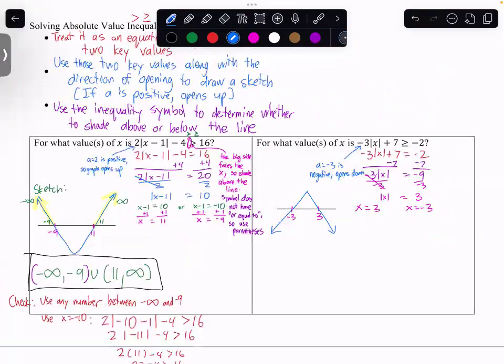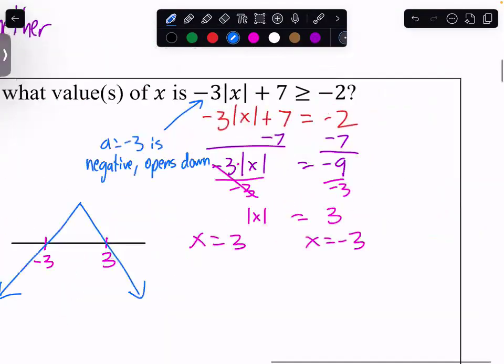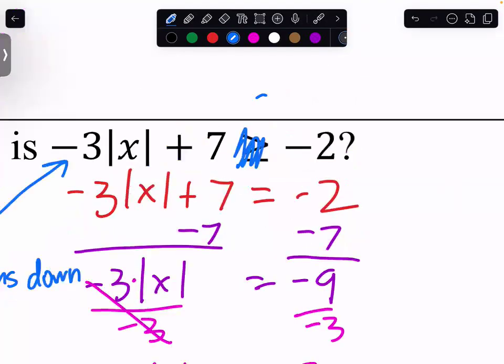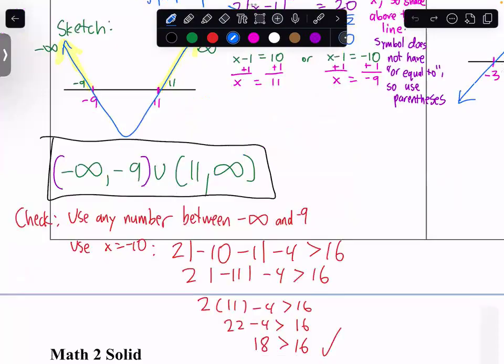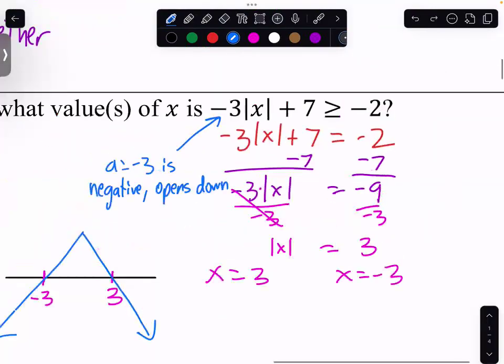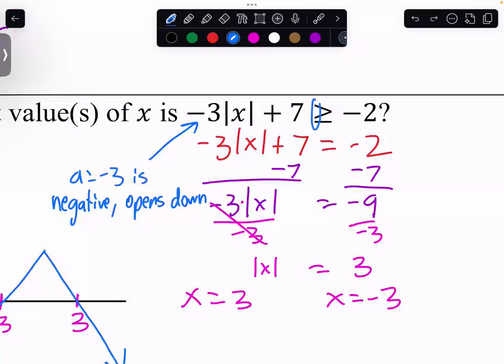Okay, so now you move on to step 3. Use the inequality symbol to determine whether to shade above or below. Okay, so you look at the symbol, you look at the location of the x. For this problem, the big end is facing the x. So that means that we shade above again. If the symbol had been like this, if the small end faced the x, then we would shade below. The underline tells you whether to use parentheses or brackets. Exactly. Yeah. So let me just recap again. So the big end faces the x.